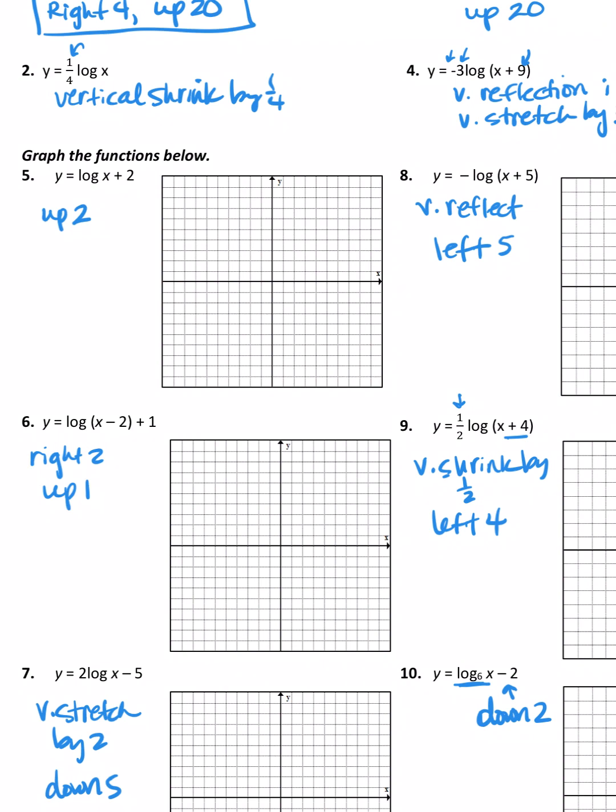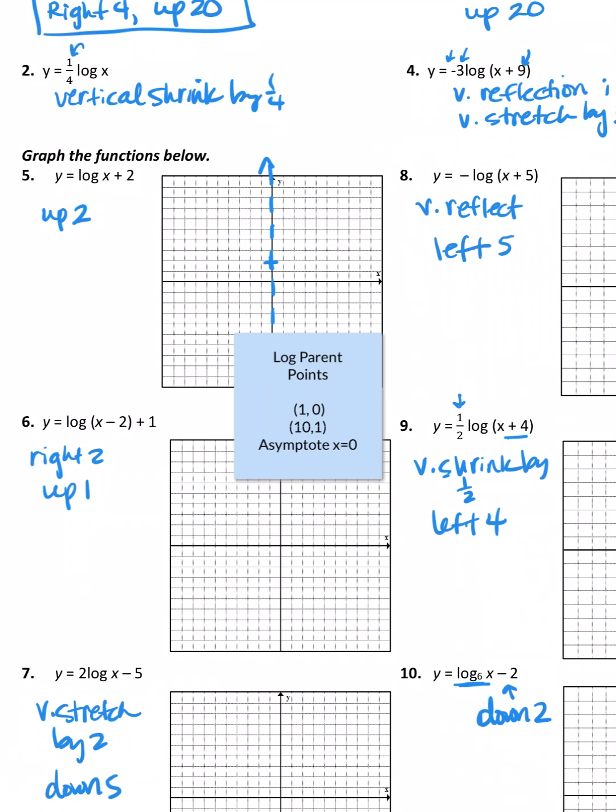Remember we said this one is just moving up 2. So our origin that was at 0, 0, we're just moving it up 2 units, so put a little plus sign. That is your new origin. And then you're going to draw in your vertical asymptote through that new origin that you've created. Now, if you recall, those parent points that we've discussed are here. Remember, it goes 1, 0 from the origin and then 10, 1 from the origin, and we already have our asymptote.